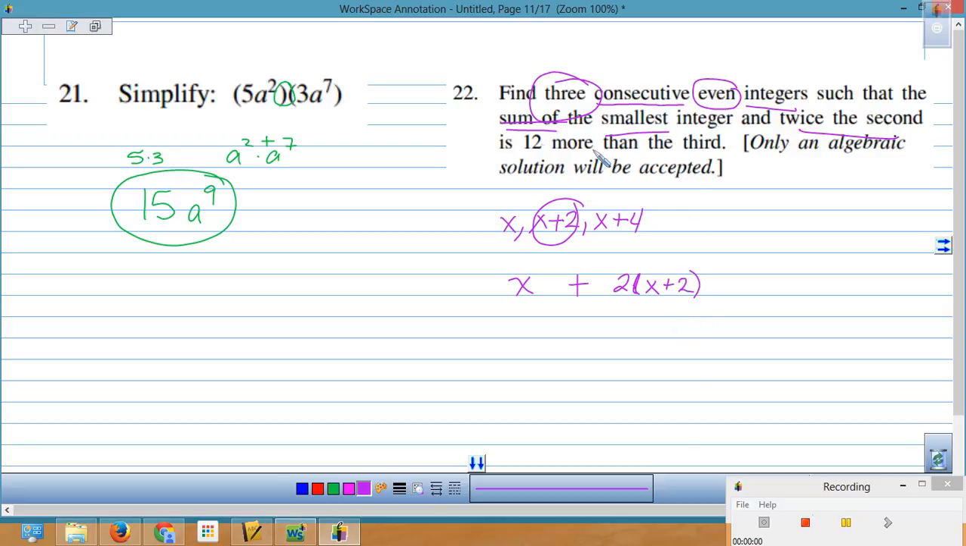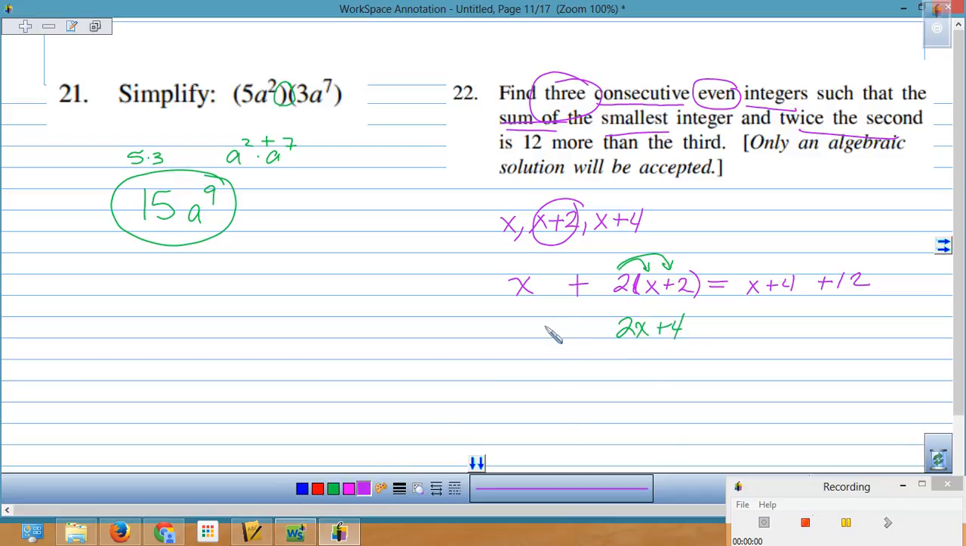Is means equals 12 more than the third. So the third is x plus 4, and we're going to go 12 more than that. Sorry for the ugly 2. Now you got some stuff that you can do here, so you need to distribute. So you get 2x plus 4.